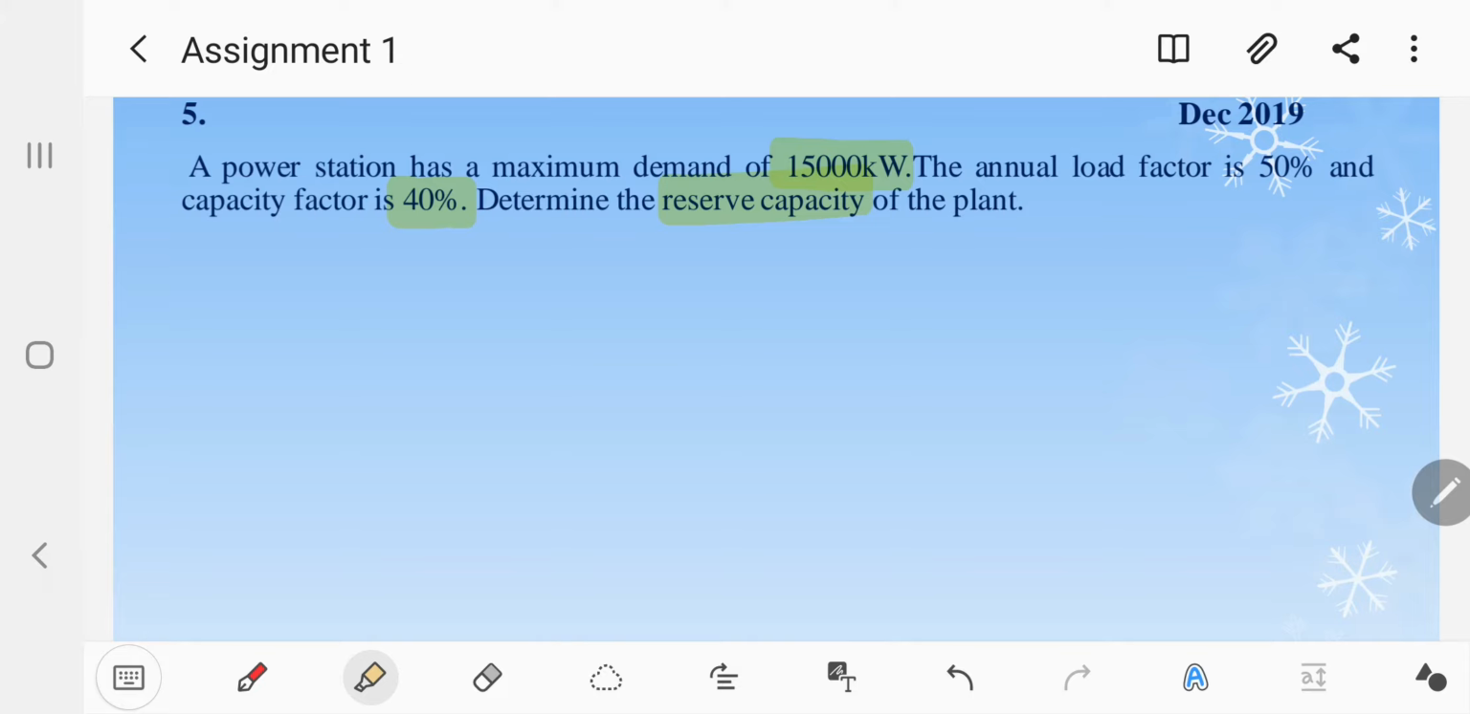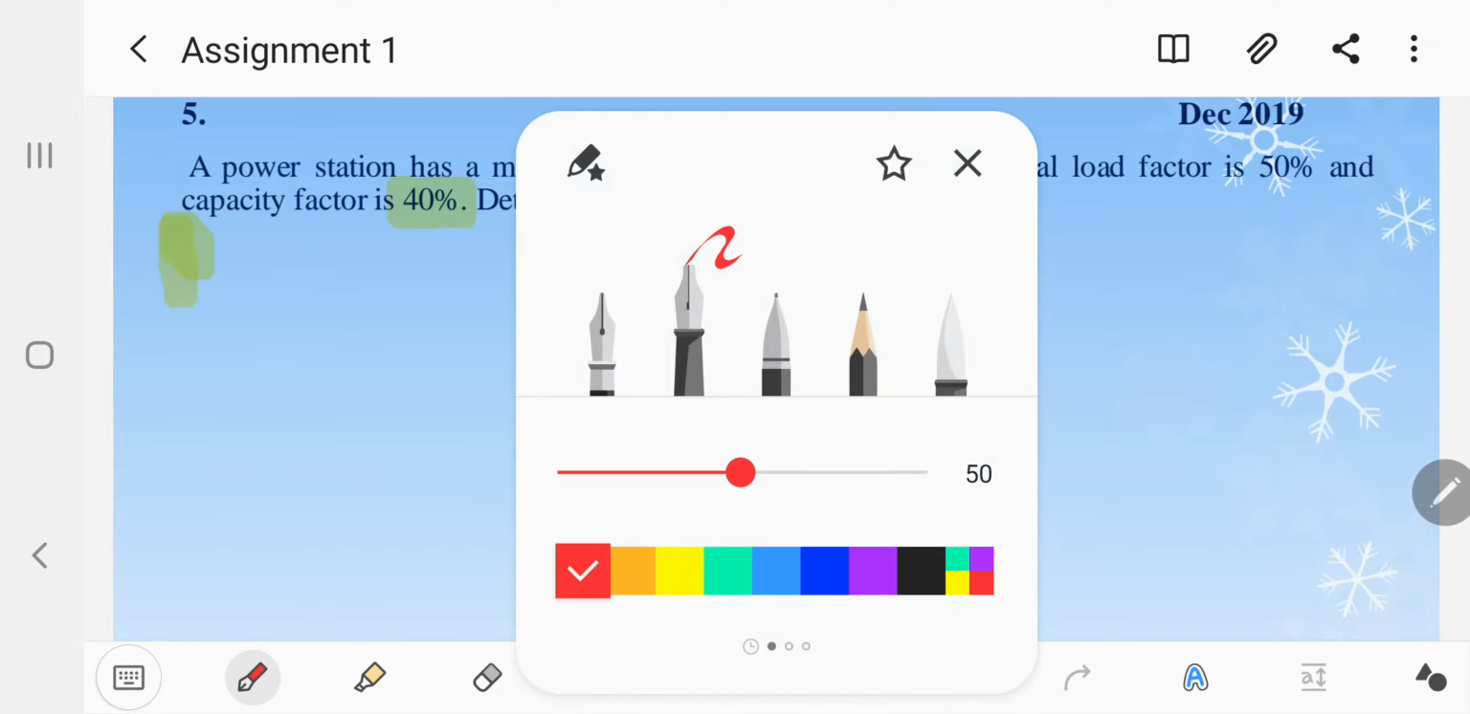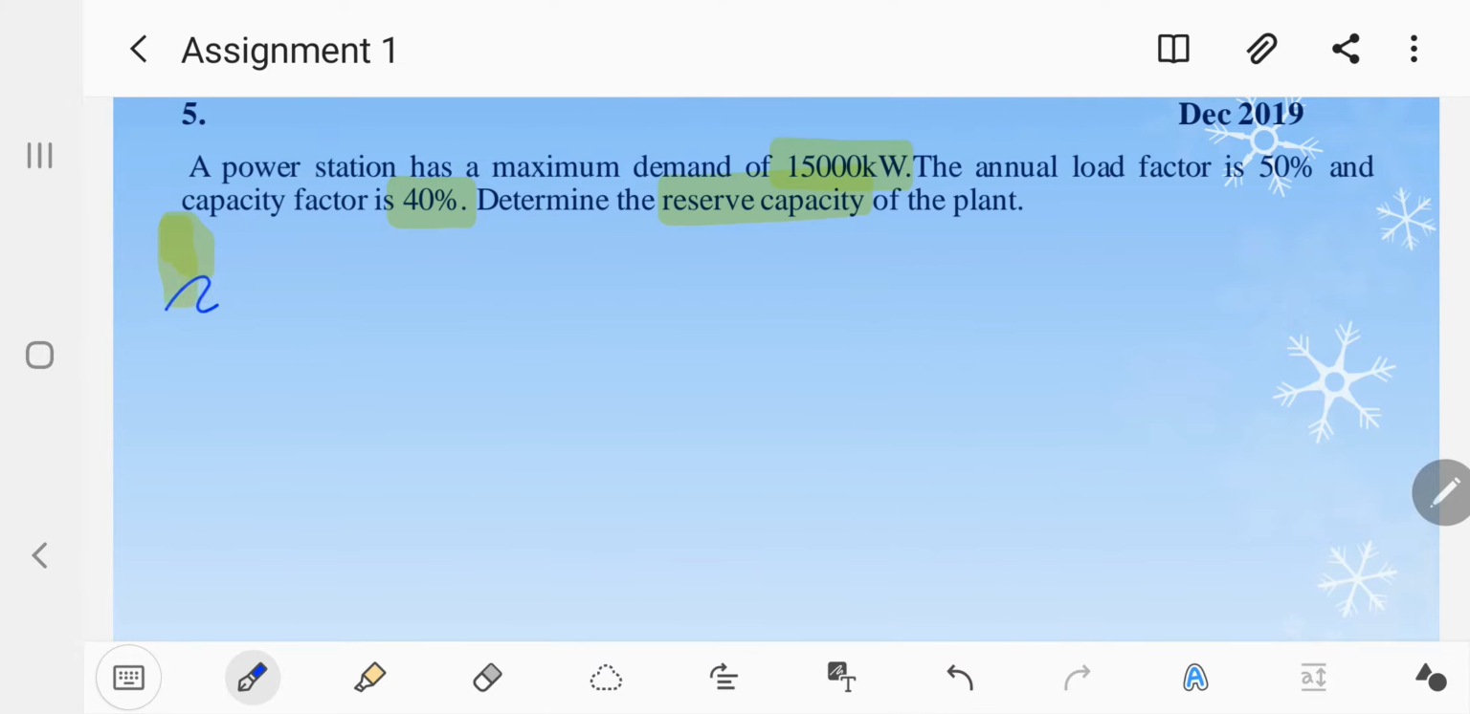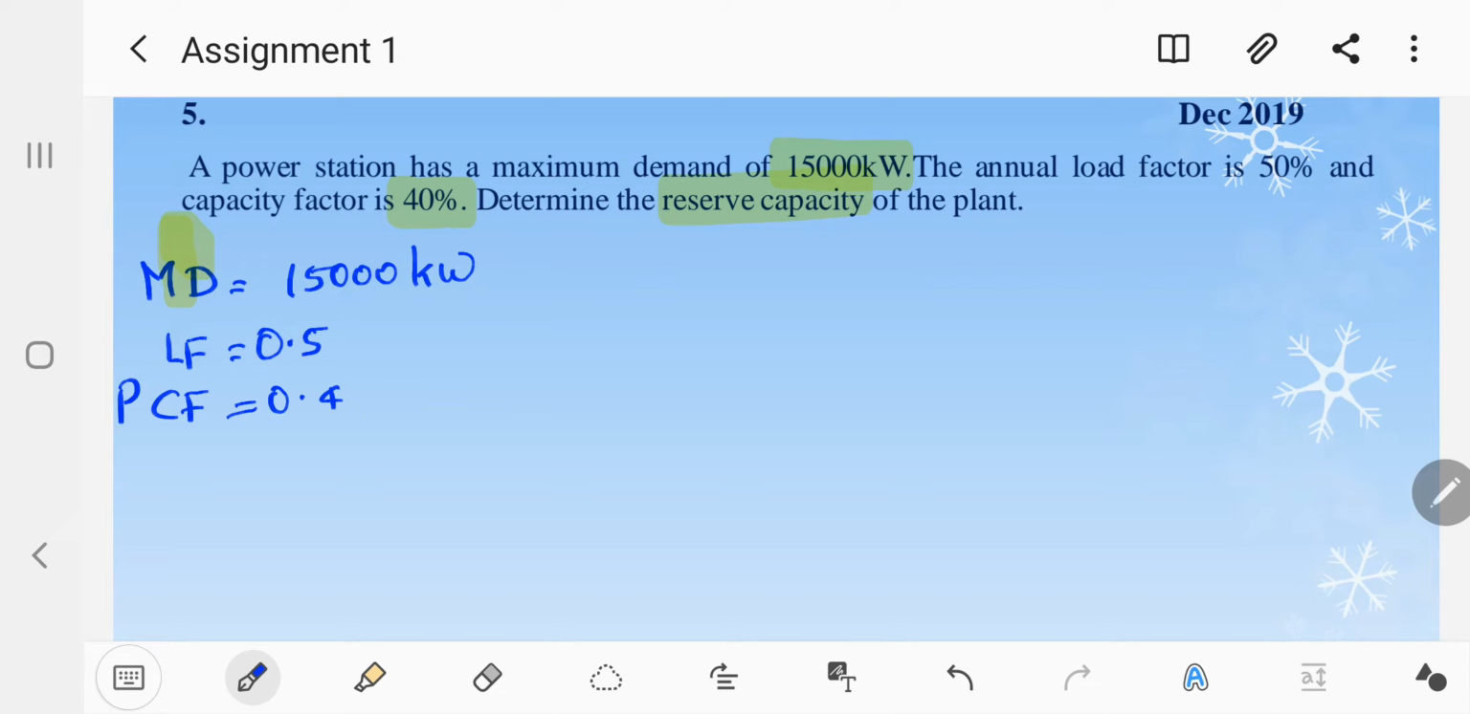First of all, if you know all the equations, it becomes very easy to solve this problem. Maximum demand is given in the question as 15,000 kilowatt. Annual load factor is given as 0.5 and the plant capacity factor is equal to 0.4. You are asked to find the reserve capacity.